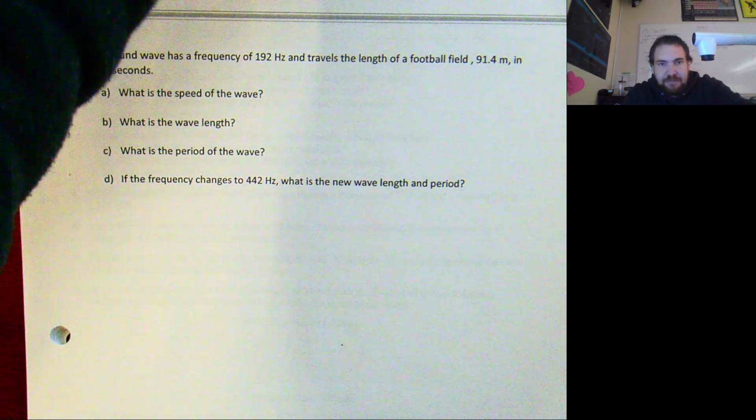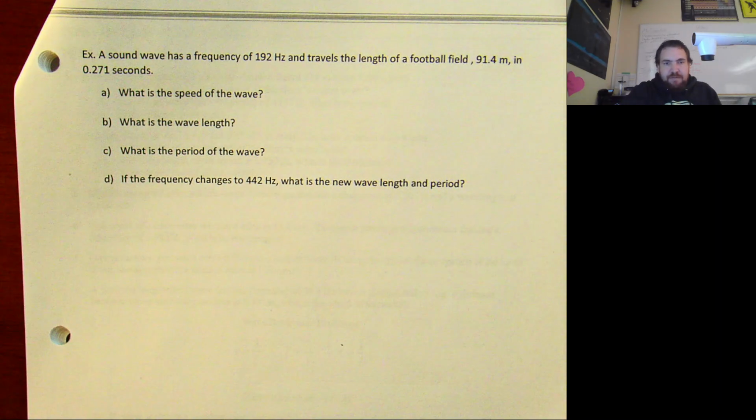192 hertz. Sounds like this. Is that like a perfect 192 hertz, or is that just kind of close? This apparently is 192 hertz. Come on. It's not a bad one.